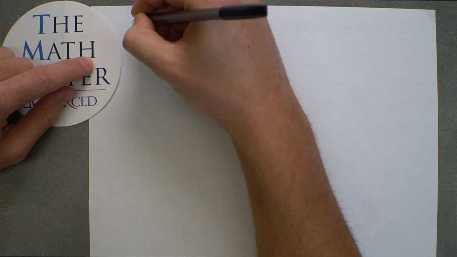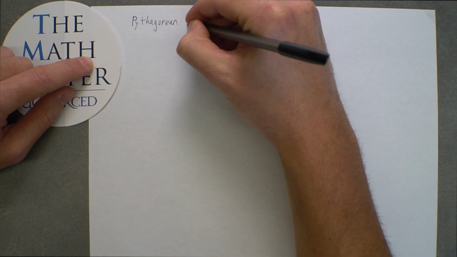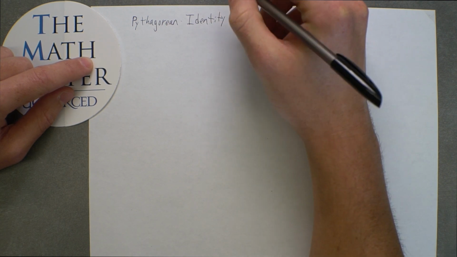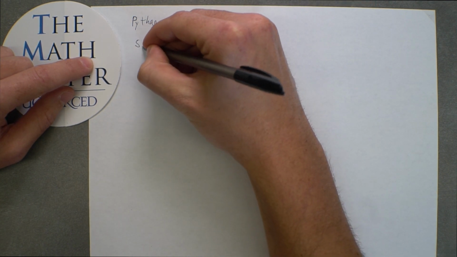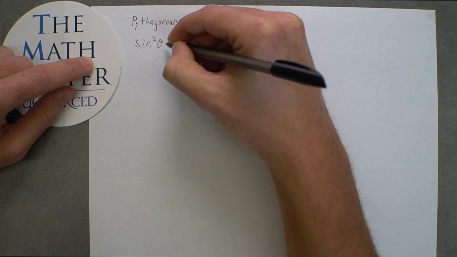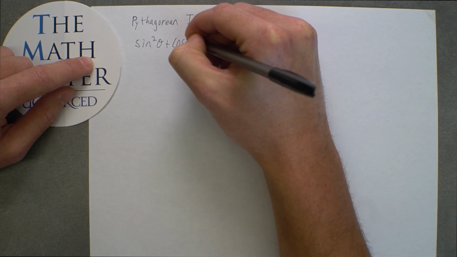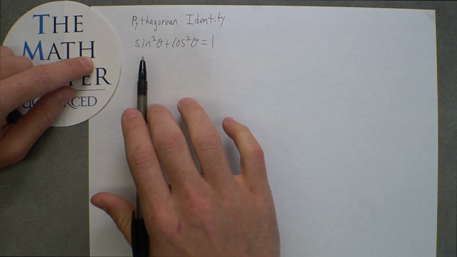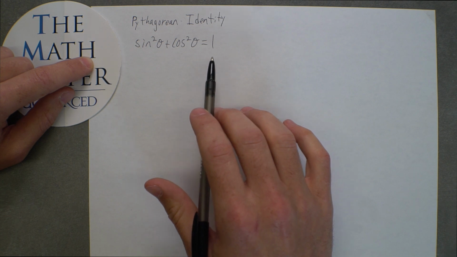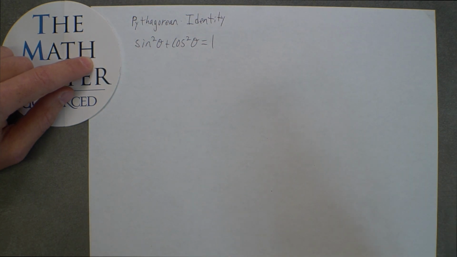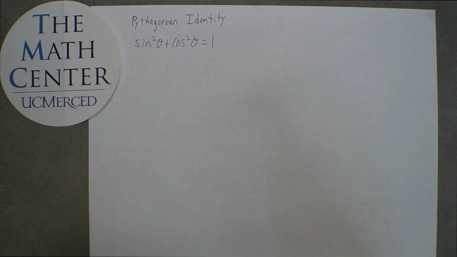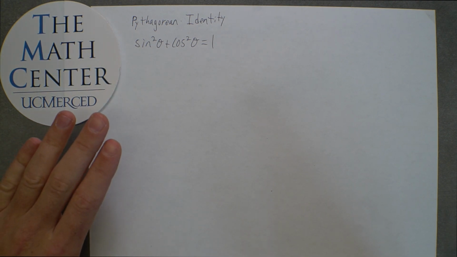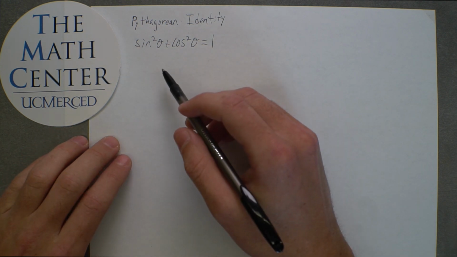This is sine squared theta plus cosine squared theta equals 1. So there are various other forms of this Pythagorean identity, and a lot of students complain about needing to memorize many different forms of this identity. But there's a very simple way to go between them without any memorization.